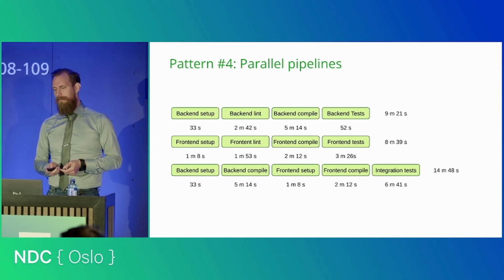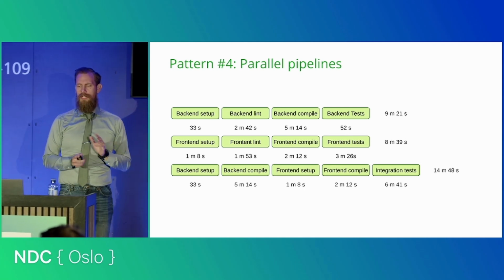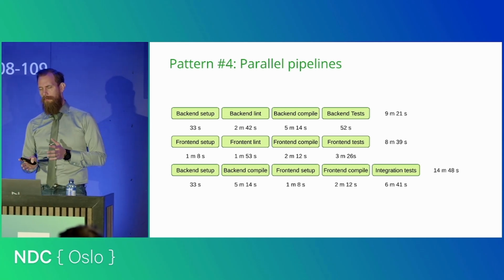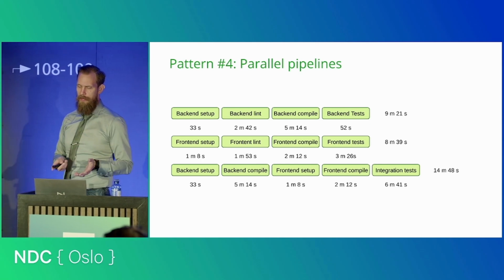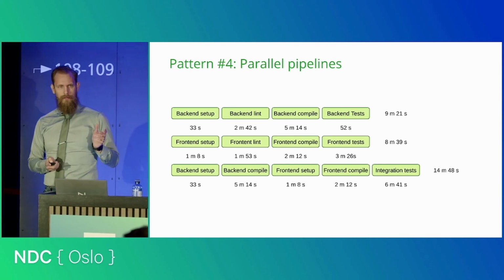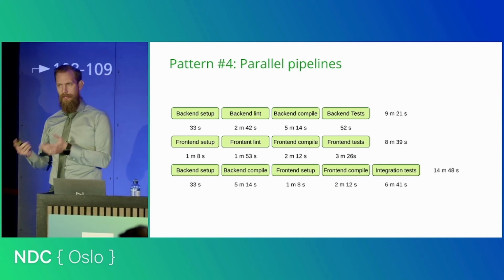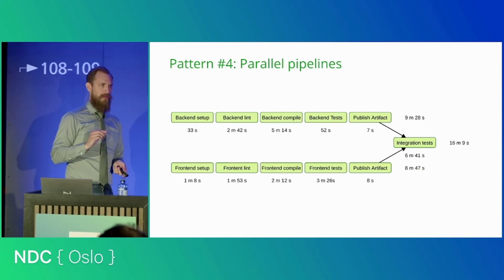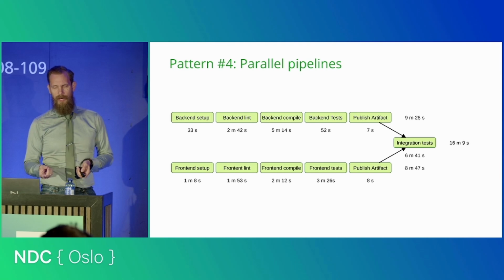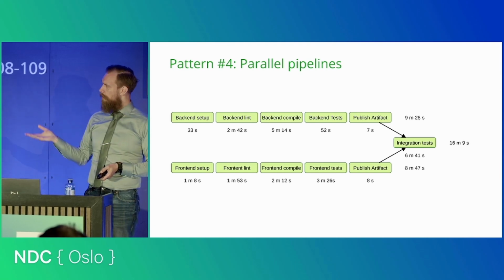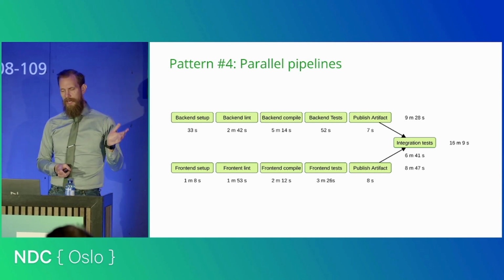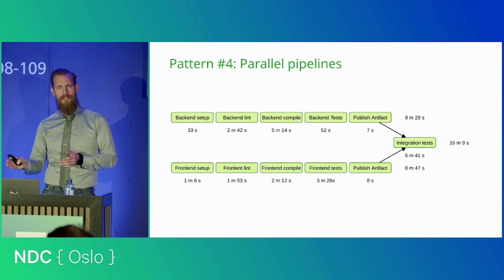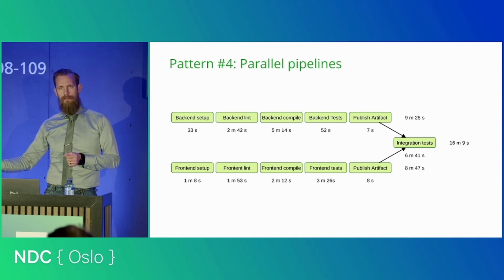But wait, there is more. We can actually use some features of our build systems to make this better. Now, we can publish artifacts, and we can use those artifacts later in another pipeline. So if we restructure it, and we make the third pipeline depend on the first two pipelines, we can have this. So we have a backend pipeline, and after we run the tests, we publish the backend artifact.